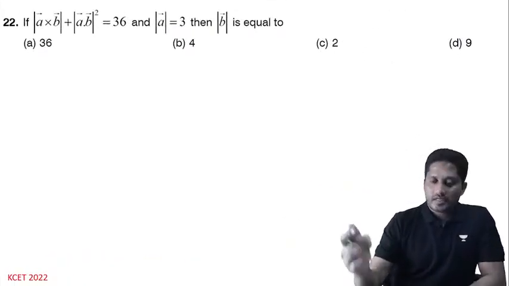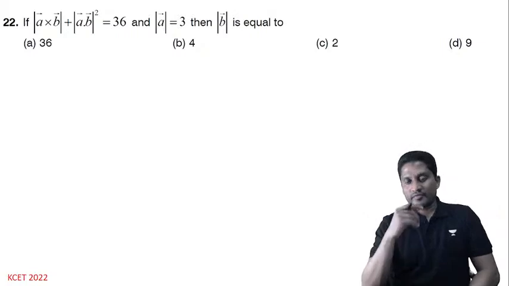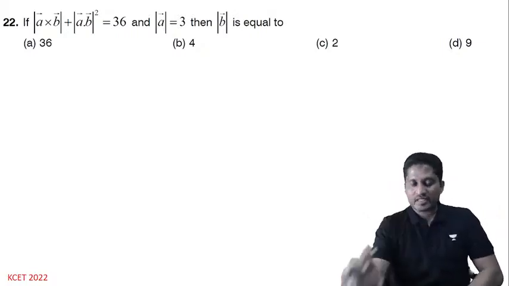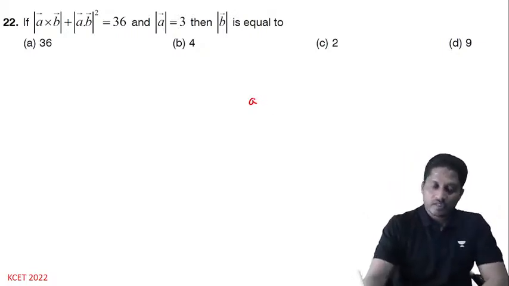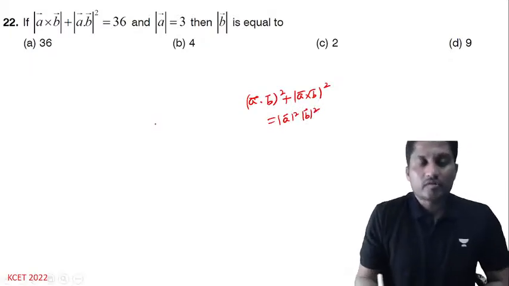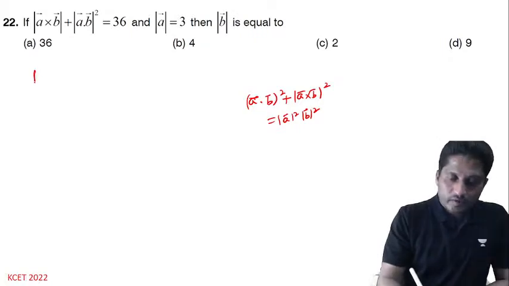Right, question number 22. Lagrange's identity. This is the third question we are doing. We have done it in previous year papers as well. Dot the whole square plus cross the whole square is always equal to mod a square into mod b square.